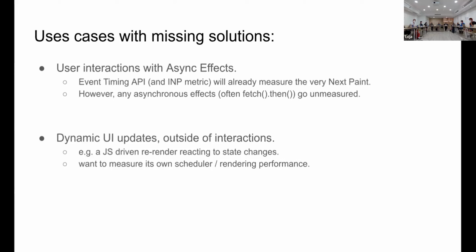That's the use case. The second one is dynamic UI updates outside of interactions. We just don't measure these. JavaScript driven re-renders, progressive loading early in page load. We do have LCP, but there are lots of situations where the page just updates. And so frameworks want to be able to measure their own scheduler performance or rendering performance. So like a big DOM update is applied. How long did it take to be visually complete? And so those are the two use cases.